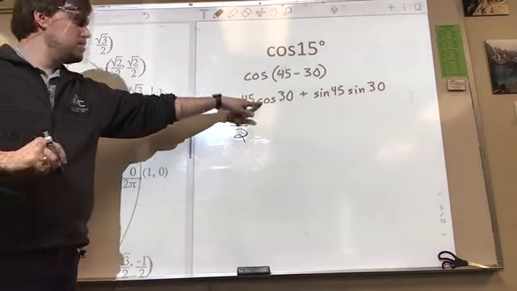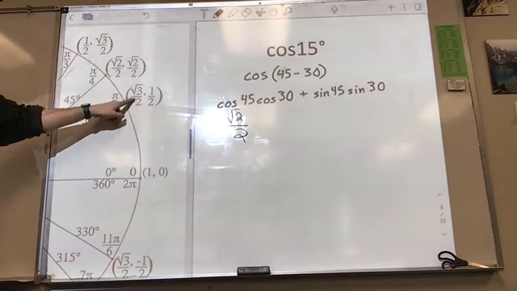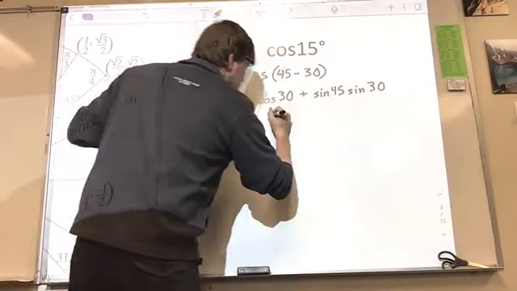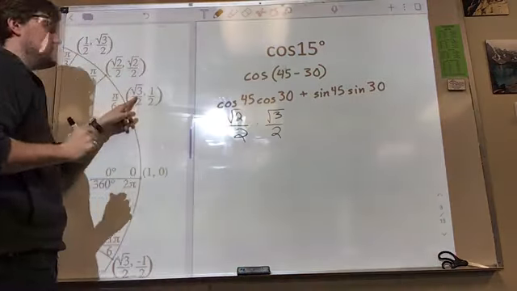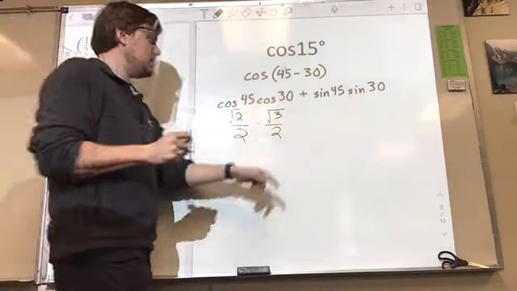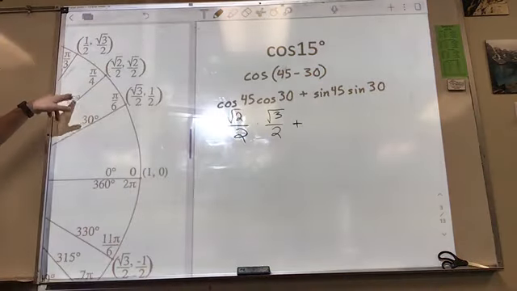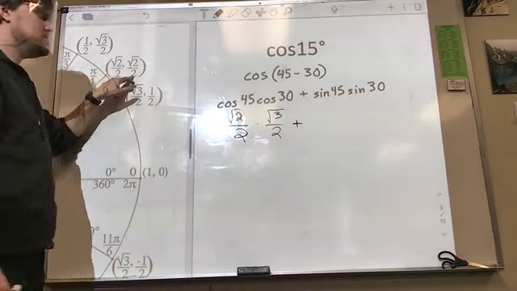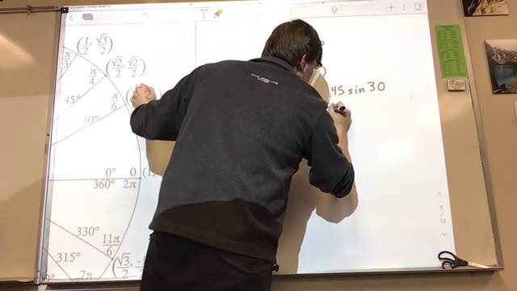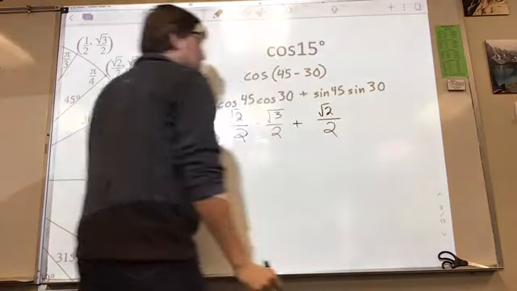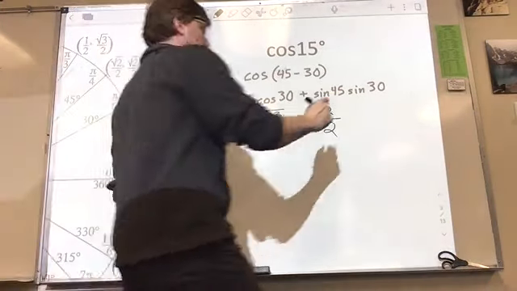What is our cosine of 30? What's our x of 30? Our x value is root 3 over 2. And we're multiplying that. Then we're going to add our sine of 45, or y of 45, which is root 2 over 2. And then my sine of 30, my y of 30, is 1/2.